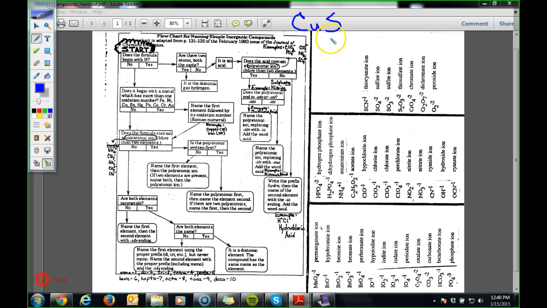If we look at CuS, we start here. Does the formula begin with an H? No. Does it begin with one of these elements that has more than one oxidation number? Another way of thinking about oxidation number is charge. Does copper have more than one charge? And if you look at your passport periodic table, the answer to that is yes. Copper can have more than one charge, but more importantly, with the use of the flowchart, right there's copper. So the answer to this is yes. Name the first element followed by its oxidation number in a Roman numeral. For example, copper 2 or iron 3.